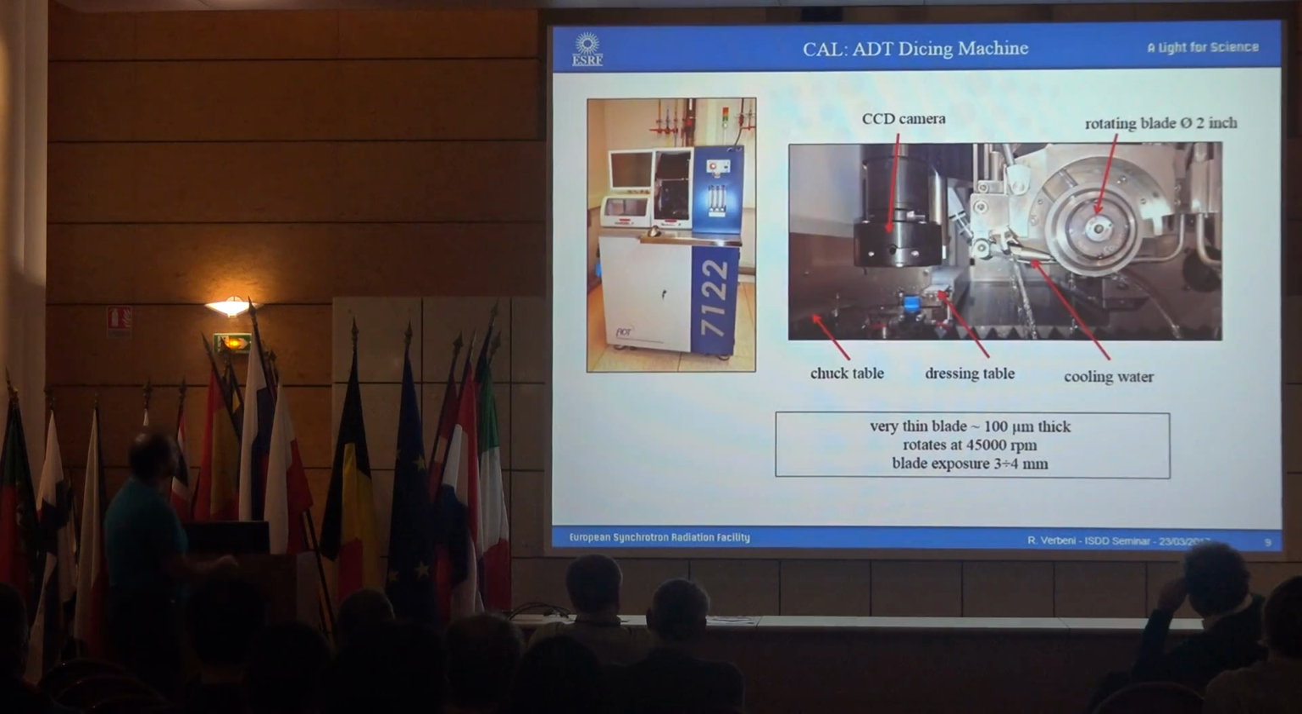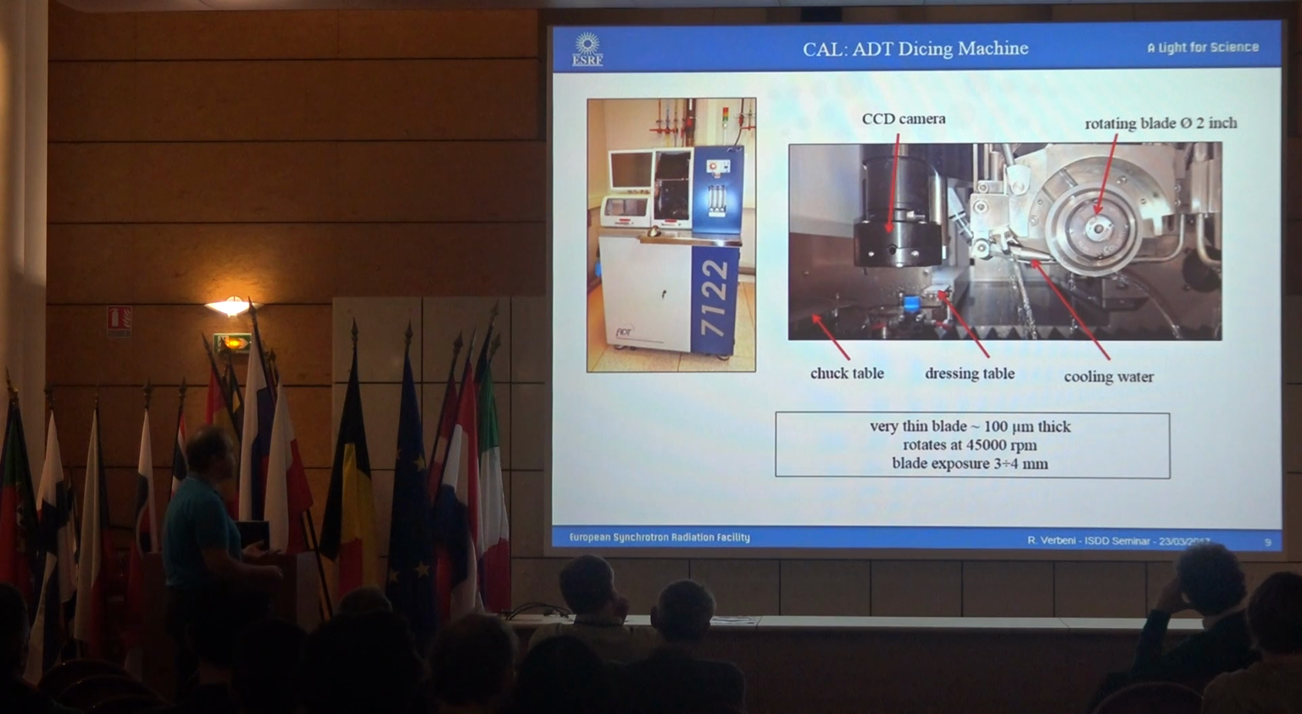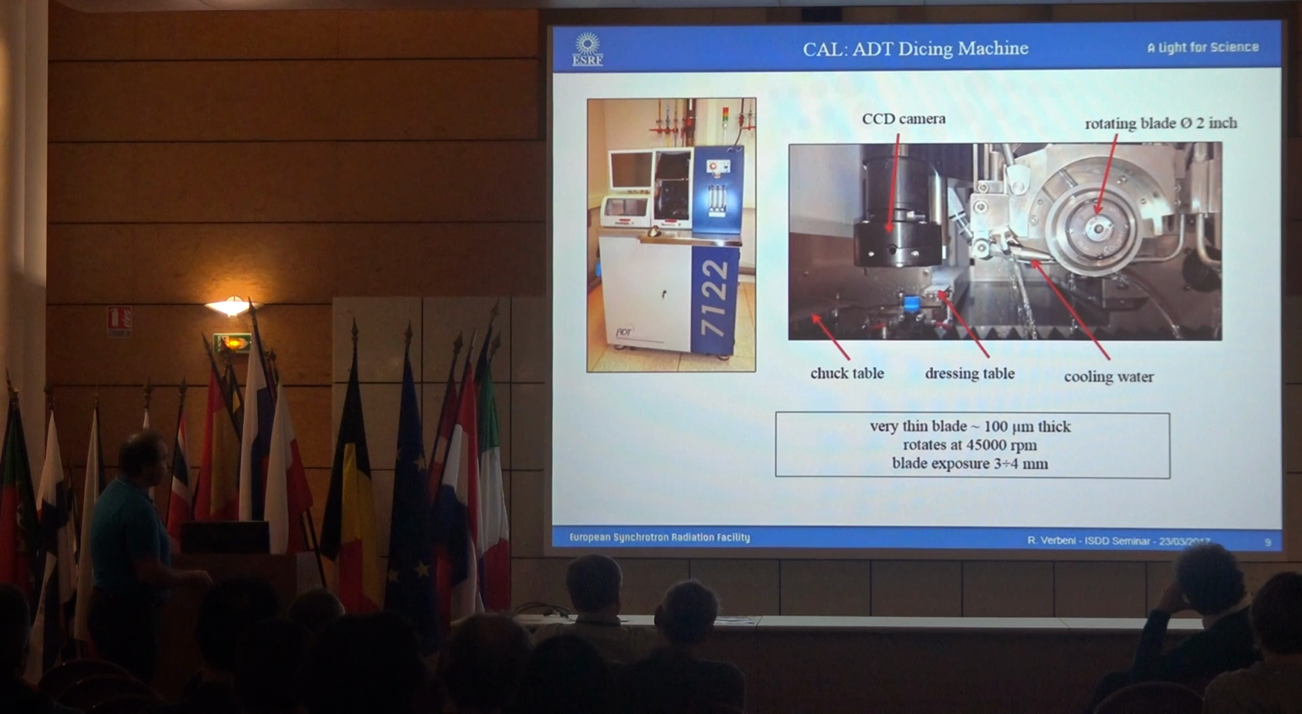So, the next machine is an IDT dicing machine. Here's a picture inside. We have this blade here, 2-inch diameter, rotating at 45,000 RPM. Normally the blades are very, very thin. Normally you use a 1 micron thickness; I also have blades of 40 microns. Here you can see the chuck where you put your wafer. Here's a camera to make the alignment. Here's what we call the dressing table, to clean the blade from time to time. And here's the cooling water.